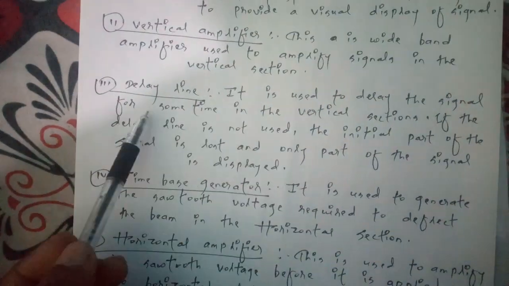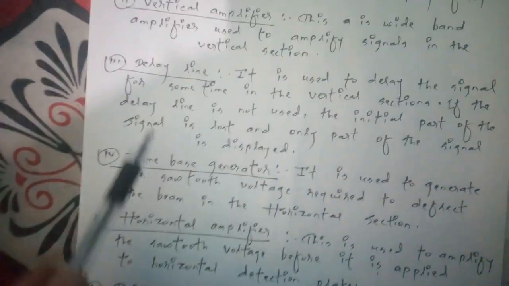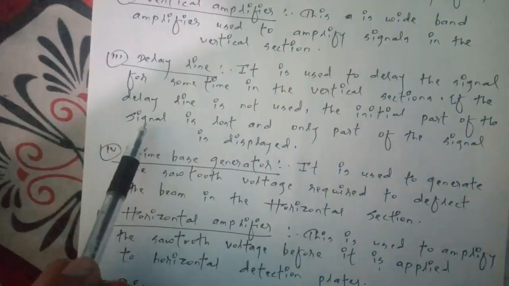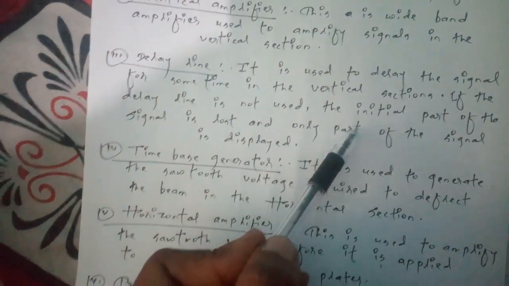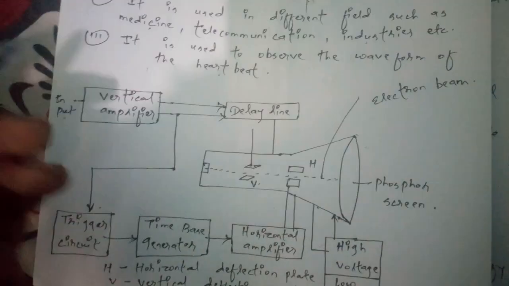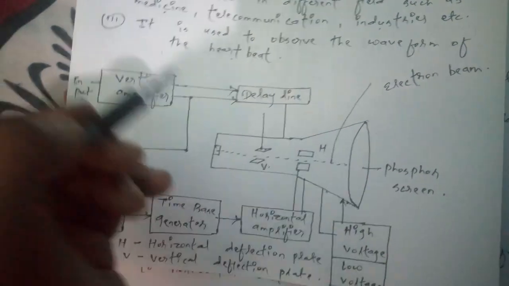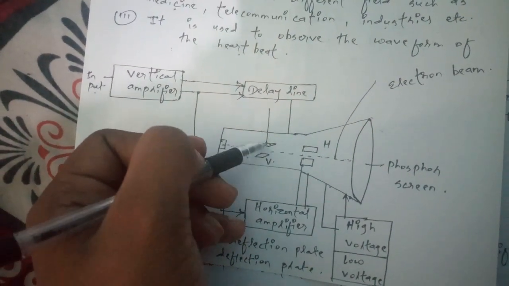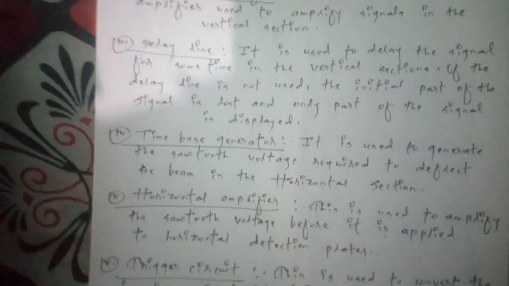Similarly, the delay line. The delay line is used to delay the signal for some time in the vertical section. If the delay line is not used, the initial part of the signal is lost, and only part of the signal is displayed. It delays the vertically amplified input signal for some time before it strikes the vertical deflection plate. Otherwise the initial part of the data will be lost, and the remaining part of the data will be displayed on the phosphor screen.